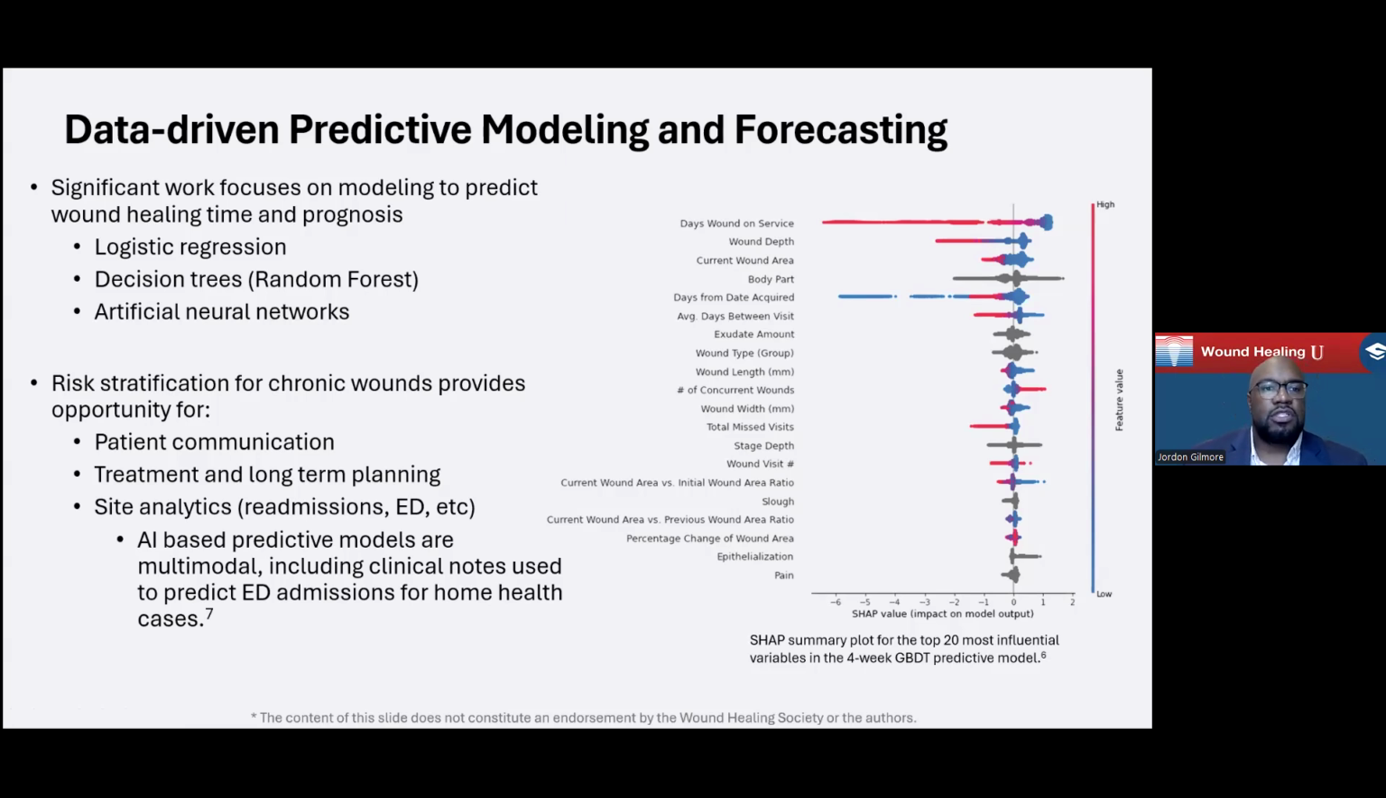Other ways that predictive modeling could be used are in areas like risk stratification, right? So you could categorize patients based on variables that you see, which could influence patient communication, treatment, and long-term planning, or even site analytics, so that administrative piece that Dr. Vlad talked about.